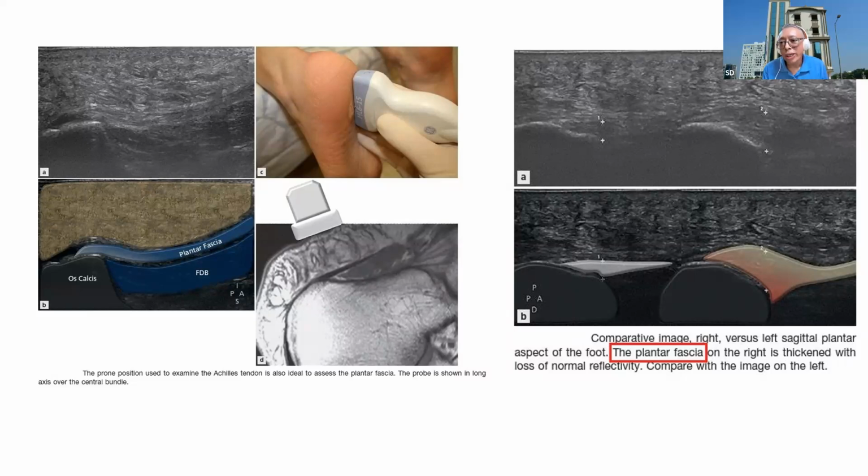And after blocking the posterior tibial nerve, you can proceed for injection for plantar fasciitis or any other injection in the foot, because it is very painful. Always block the posterior tibial nerve, especially if you are doing intervention of PRP or steroid in plantar fascia.